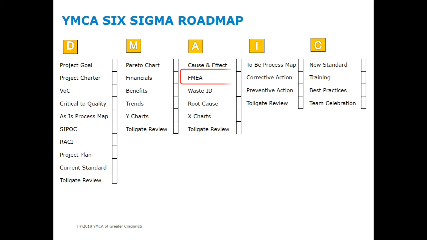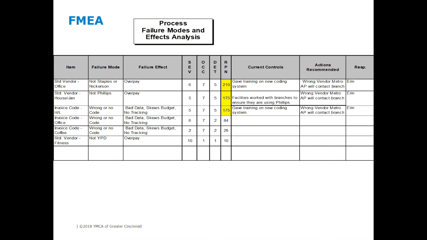FMEA is another tool that can help identify causes and prioritize change. Here, a failure modes and effects analysis helped to prioritize 3 specific changes: consolidating vendors and making sure people use the correct invoice codes in order to achieve savings for housekeeping and admin supplies.